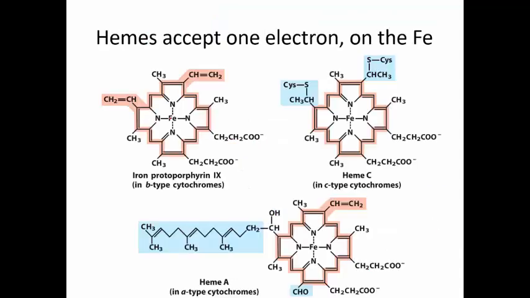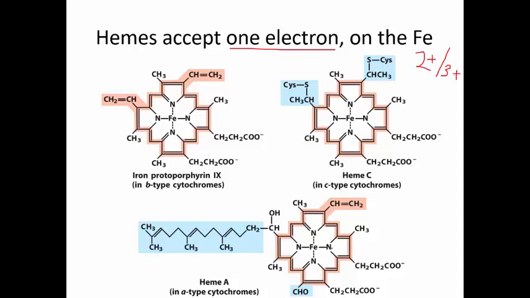The hemes can accept only one electron at a time. It can accept one and then give it up, and accept one and give it up. That goes back to the iron, because iron can be in either the 2+ or the 3+ oxidation state relatively happily. If you're in the 3+, you can pick up one electron and become 2+, but you can't pick up another one. You have to give that one back off and then pick up another one.